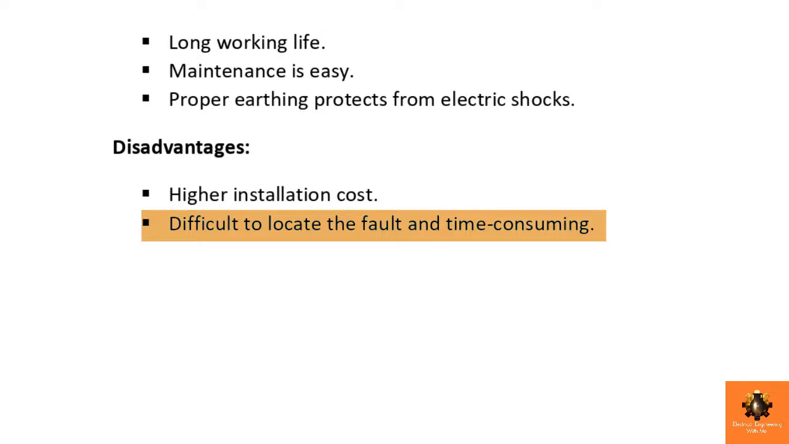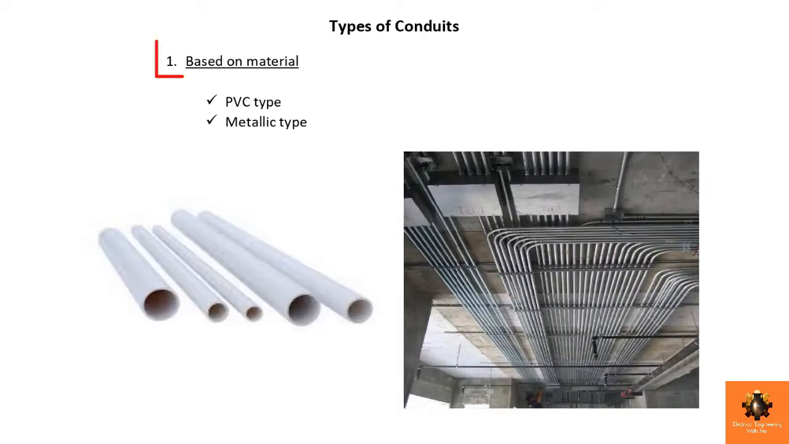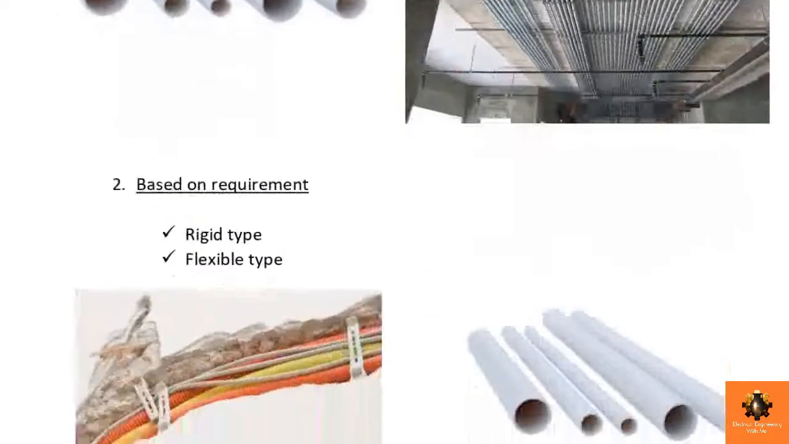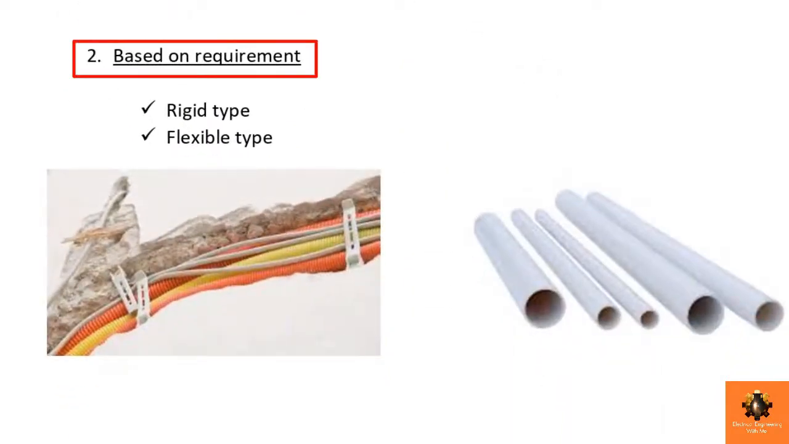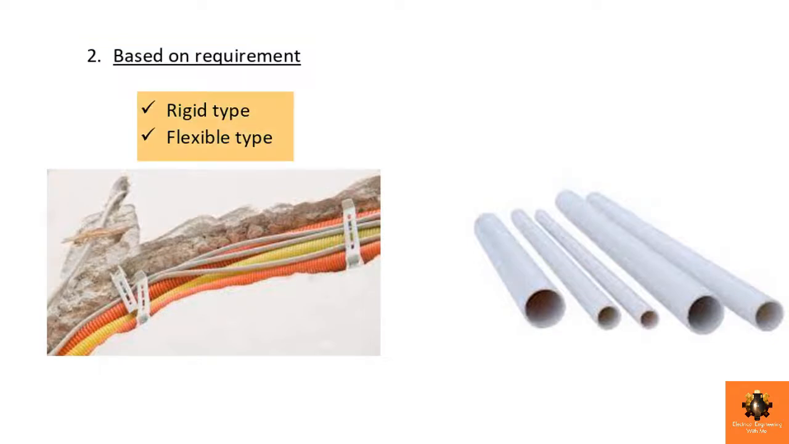Okay, so these are some advantages and disadvantages of conduit wiring. Next we have the two types of conduits based on their manufacturing material. One is PVC type and one is metallic type. Then, types of conduits based on the installation requirement: we have rigid type conduits and flexible type.